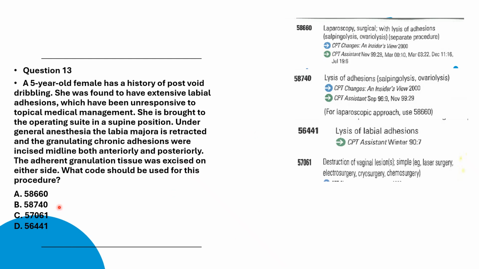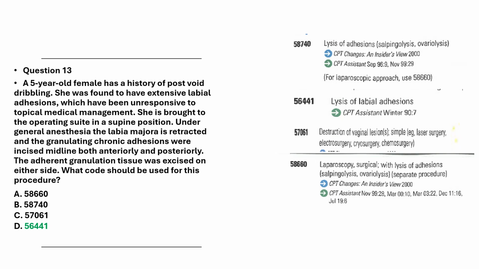If you look at the code 58740, it is a lysis of adhesion. Now this is the open procedure and this is the laparoscopic procedure. And then this is the lysis of labial adhesion, and 57061 is a destruction of the vaginal lesion, simple, by laser or electrosurgery or cryosurgery or chemosurgery. So now go through all the codes and tell me the answer. So yes, 56441 talks about the lysis of the labial adhesion, and that is what happened in our patient case. We will go with the answer D.